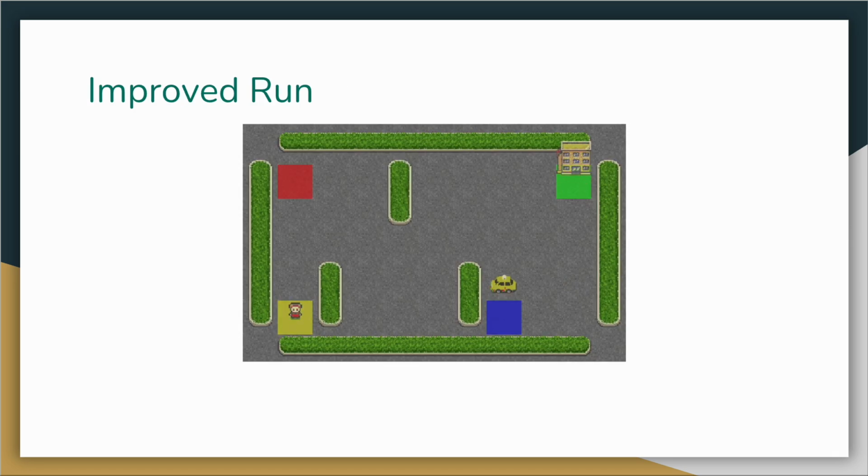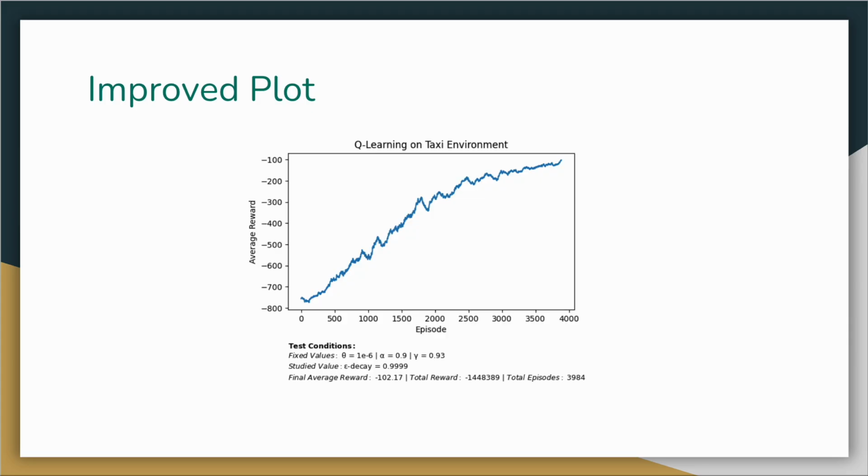Moving down, we did have an improved run, however, down the line. As you can see, the taxi is making moves, maybe not picking up the passenger when we would want, maybe not necessarily taking them to their desired location, but it is an improved run, and as we can see, the chart does show some improvement here.